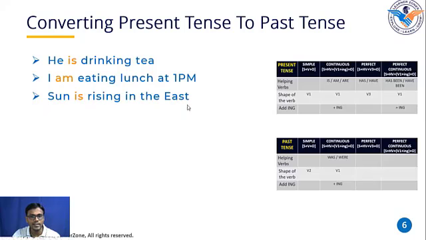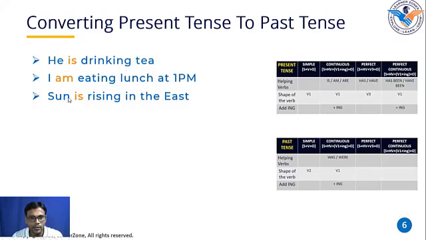Sun is rising in the east. What does this say? Identify the helping verb in this. Is is a helping verb, here in this table. Rising, it's adding ing to the first shape of the verb. So this is in present continuous tense.